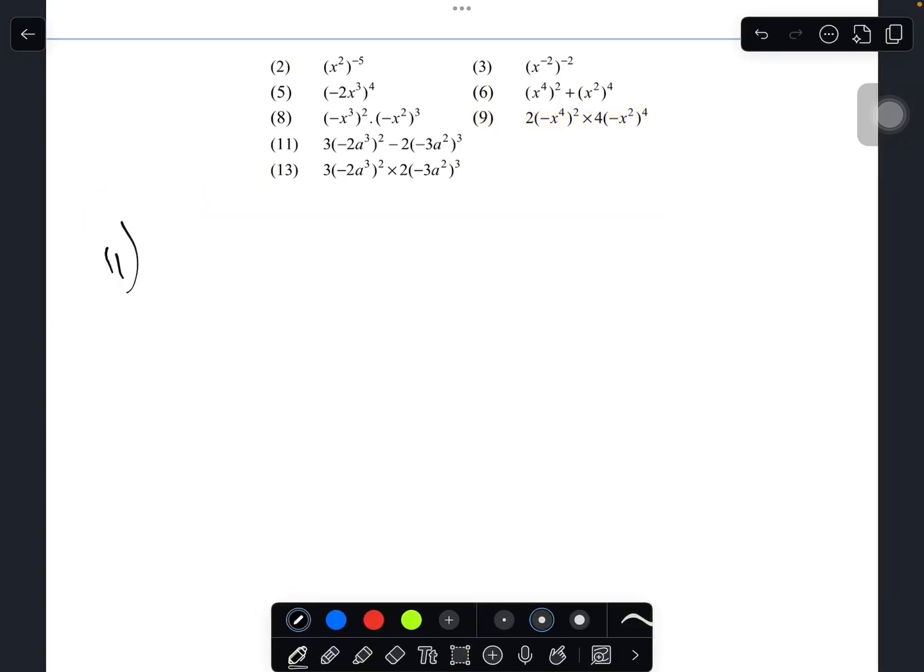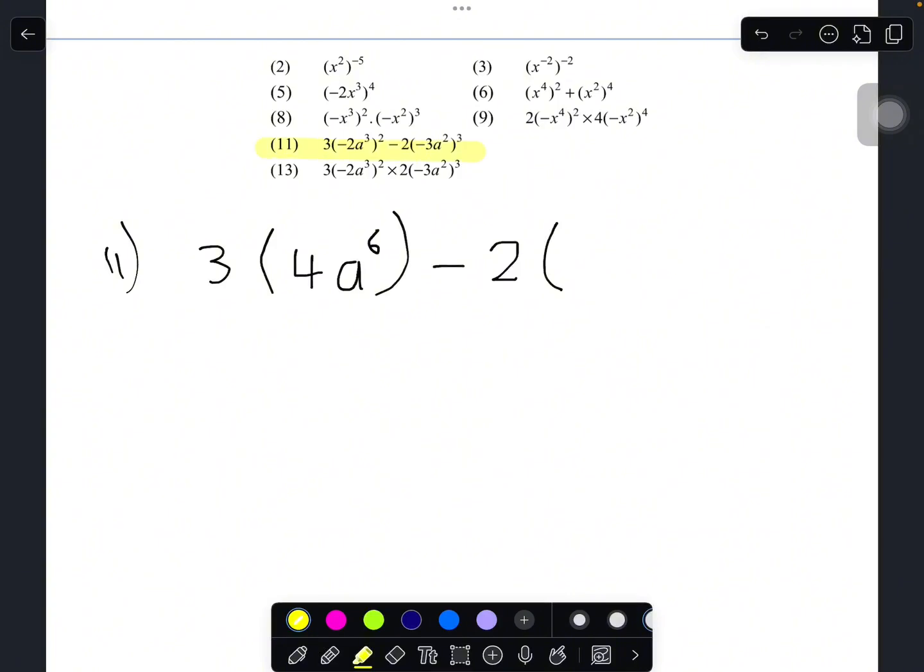Moving on to 11. So we're going to take this in sections, and we're going to look at the brackets first. As always, you've got to think in terms of BODMAS, so we're going to sort out our brackets first. So I'm going to write 3 into negative 2 squared, which will now become 4a to the power 6, minus 2, open brackets, I have a negative there, it's going to be to the power 3. So whenever you have a negative to an odd power, it's going to stay a negative. If you have a negative number to an even power, it's going to become positive. So here I have a negative to an odd power, so it's going to stay a negative.